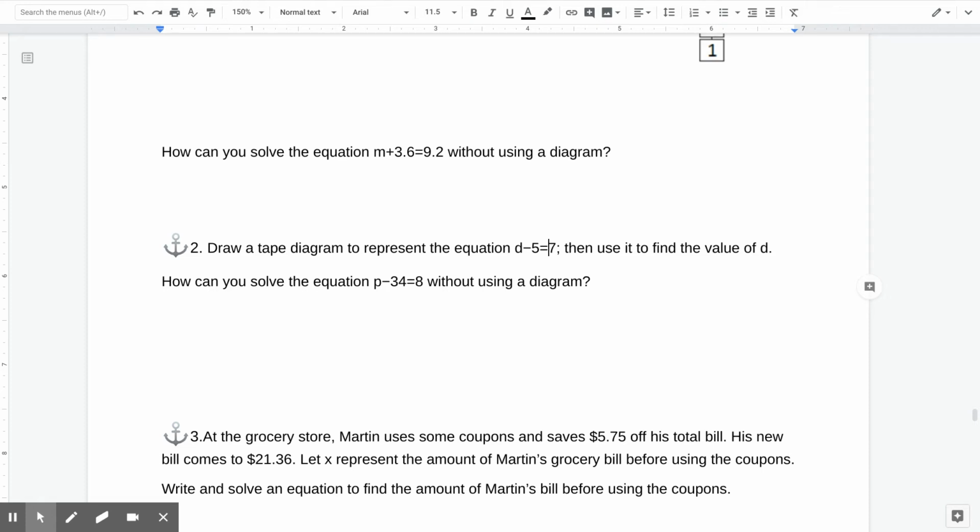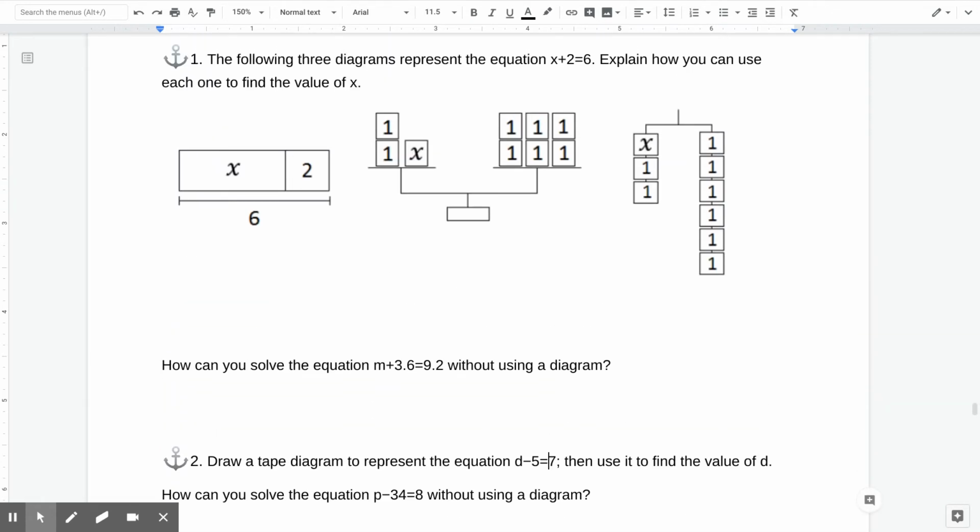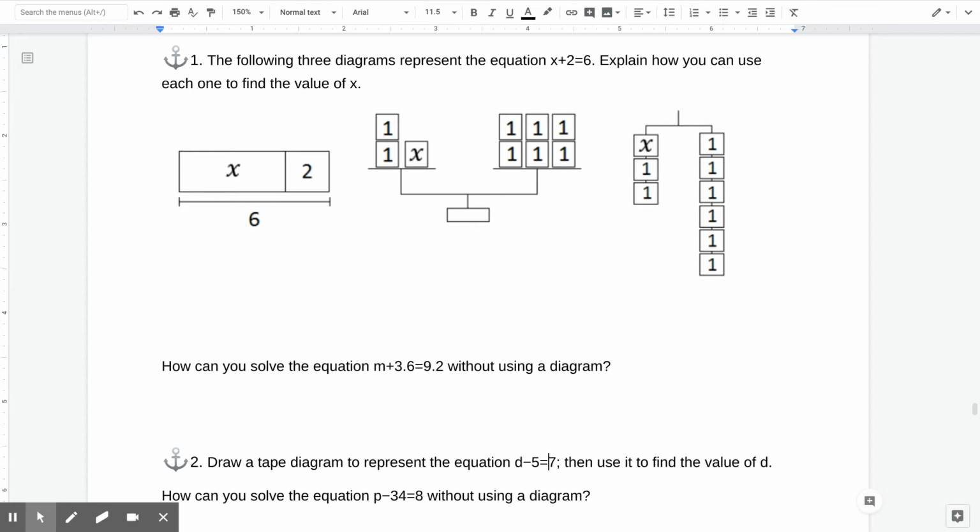Unit 6, Lesson 4, Anchor Problem, the last half of 1 and 2. I forgot a part of it.